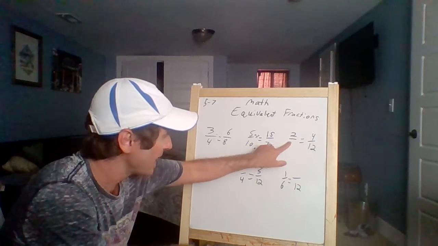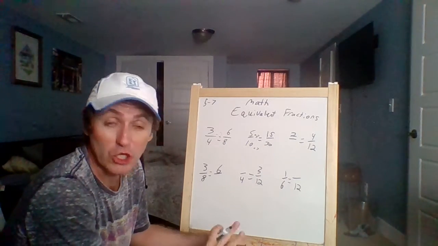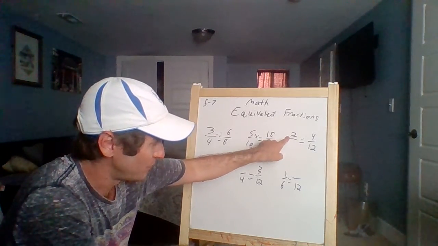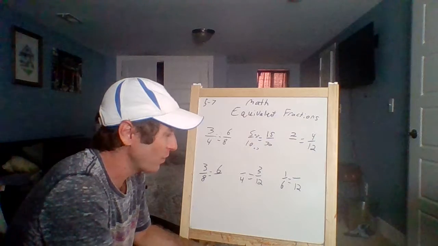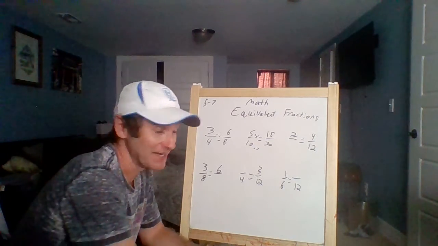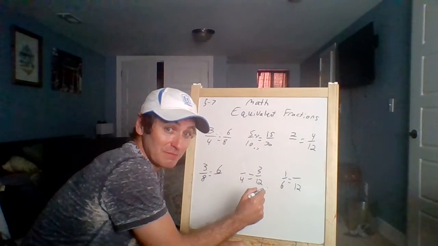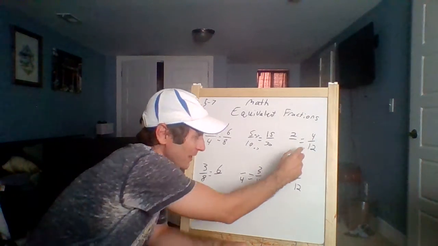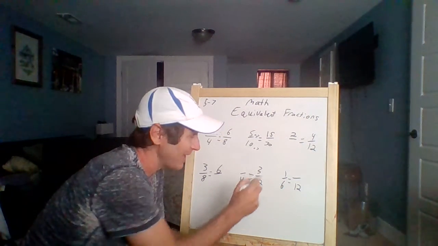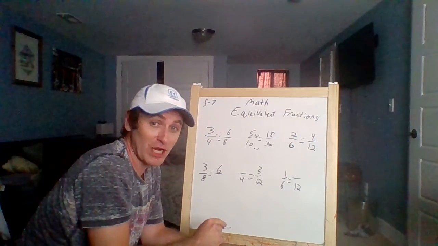All right? Now, I left this first denominator empty. Okay, no biggie. 2 over blank equals 4 over 12. Well, we can multiply and we can divide. So I know that if I divide 4 by 2, I get 2. And if I divide 12 by 2, what do I get? 6.